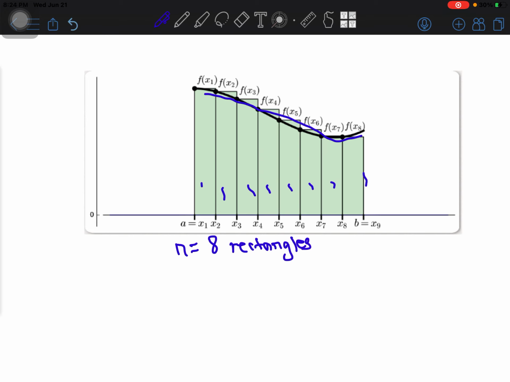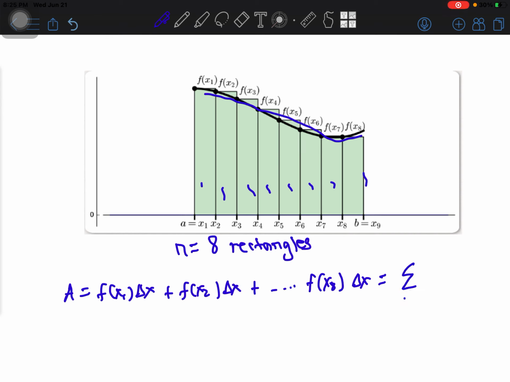So in this case, n equal to 8, you have an area equal to f of x1 change in x, plus f of x2 change in x, plus up to f of x8 change in x. And therefore the sigma notation, or the summation notation, is i equal to 1 up to 8 of f of x i change in x. So this is something that I need you to take note of.